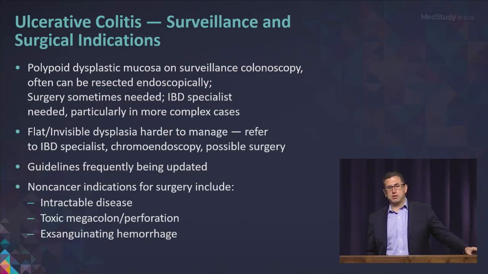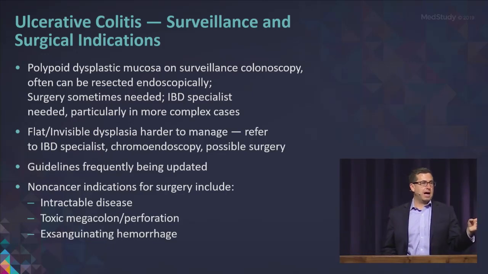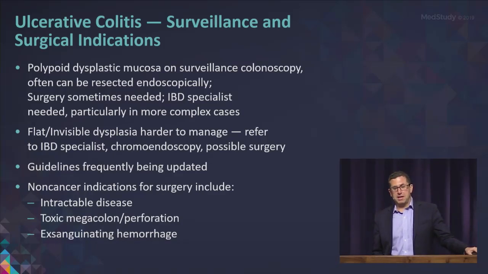So kind of switching back to the surveillance and surgical indications. So we talked about when we need to do surveillance. But what about surgical indications? So if you have polypoid dysplastic mucosa on your surveillance colonoscopy, a lot of times we could actually take these out endoscopically with a snare or argon plasma coagulation. There are a variety of modalities we could use to get these lesions out, but surgery is sometimes needed depending on the size of the lesion and how it looks under the microscope.